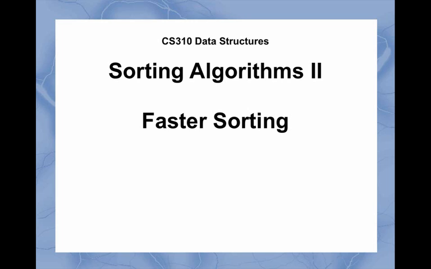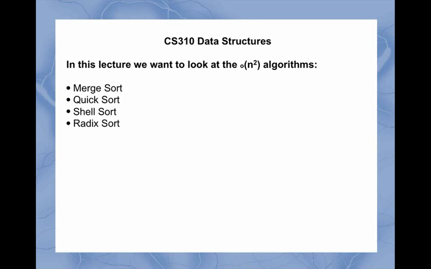In this lecture, we want to take a look at some faster sorting algorithms. In the last lecture, we looked at three algorithms that are n-squared in the average and worst cases. We want now to look at some algorithms that provide better performance than this. So therefore, we want to consider this time merge sort, quick sort, shell sort, and radix sort.